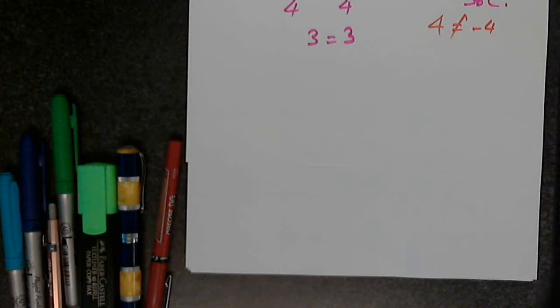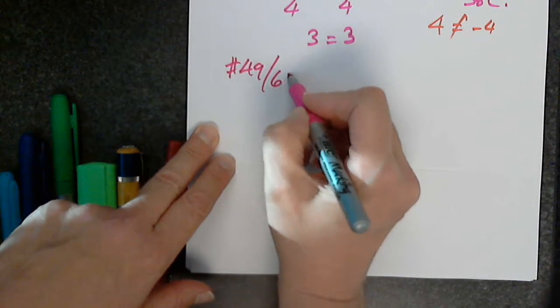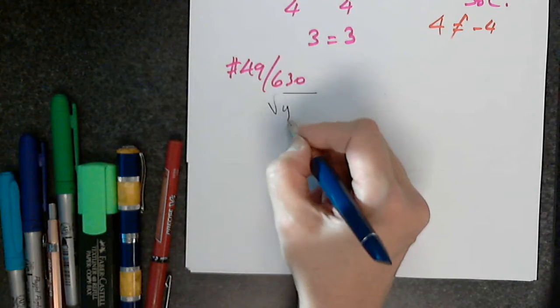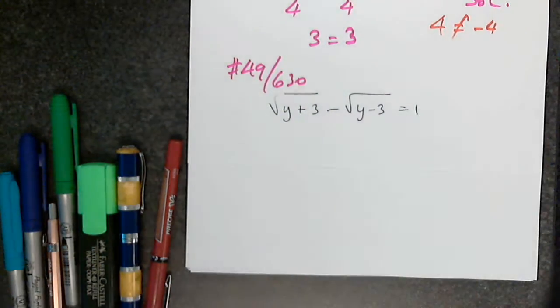Like, for example, 49 on 630. Ready? So in 49, we have the square root of y plus 3 minus the square root of y minus 3 equals 1.